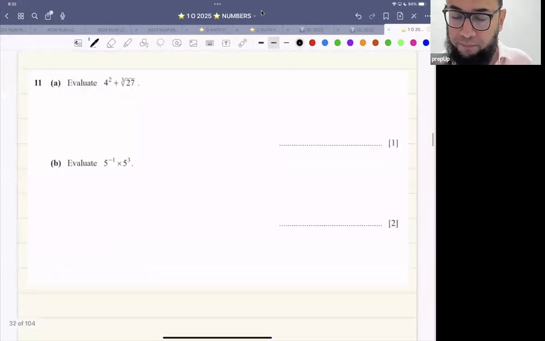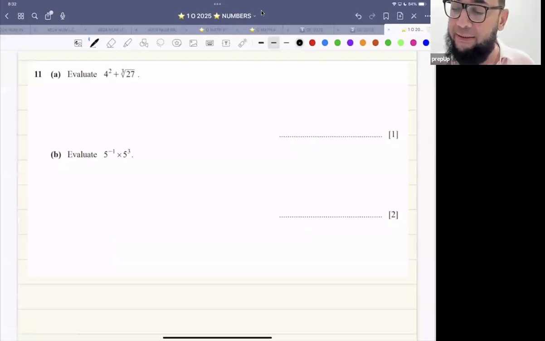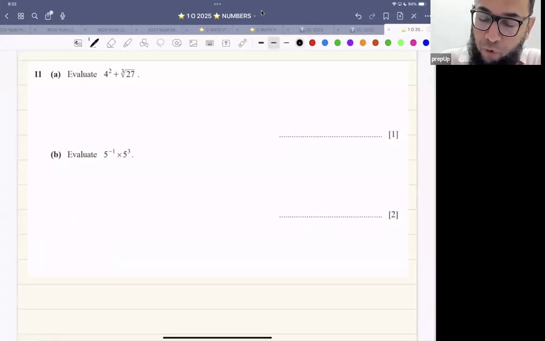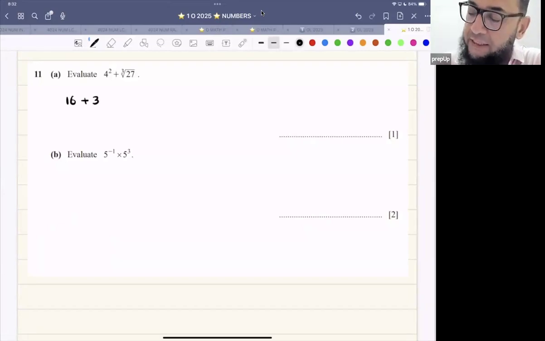Let's move on. Something to do with indices. 4 to power 2 is cube root of 27. 4 power 2 is 16. Cube root of 27 is 3. 16 plus 3 is 19.